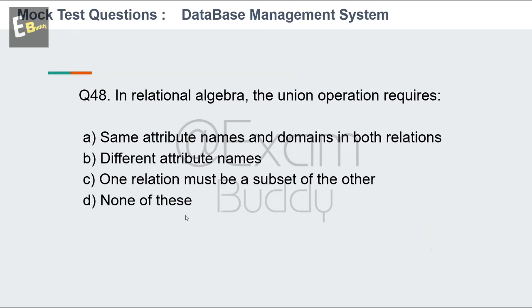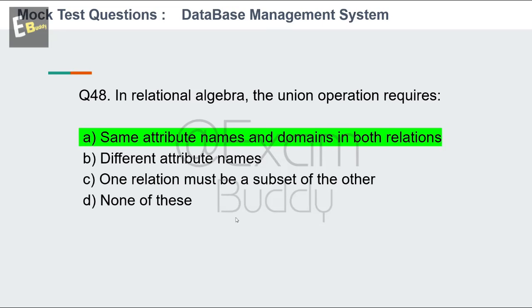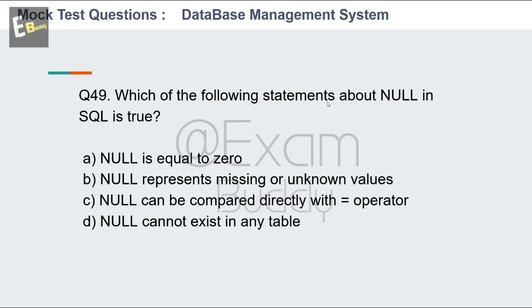And the answer is A, same attribute names and domains in both relations. Now let's go to our question number 49. Which of the following statements about null in SQL is true? So these are the options: null is equal to 0, null represents missing or unknown values, null can be compared directly with equal to operator, null cannot exist in any table. So your time starts now.